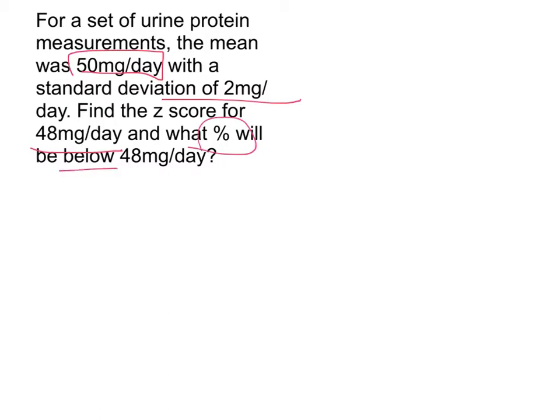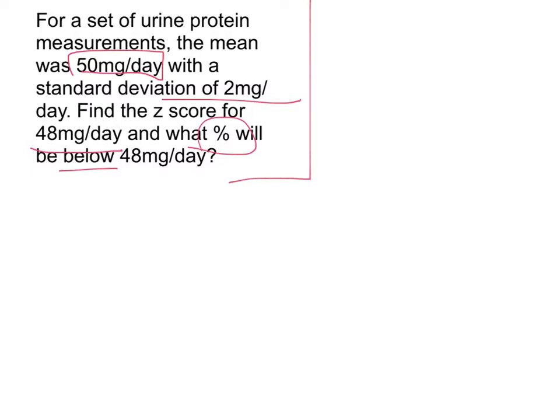And so again, for a word problem, that's really important to understand that type of phrasing. We've had a question before this one from the review, and it said within, and that was a slightly different calculation. So just again, be very careful of the wording on your test.